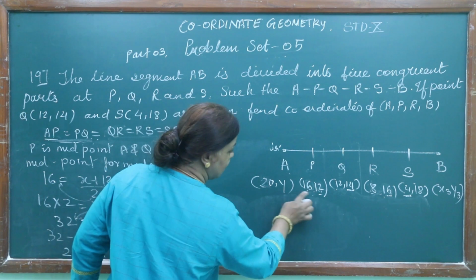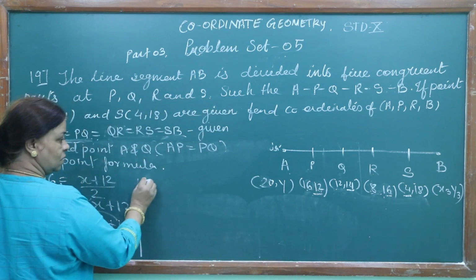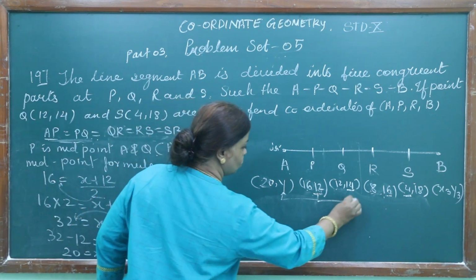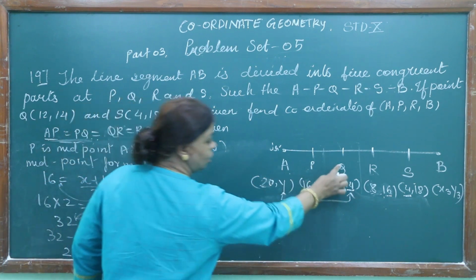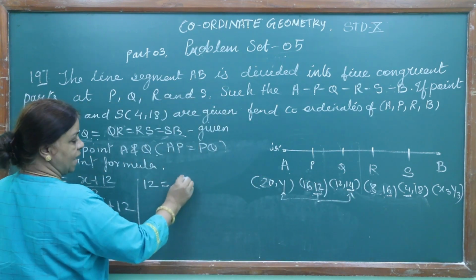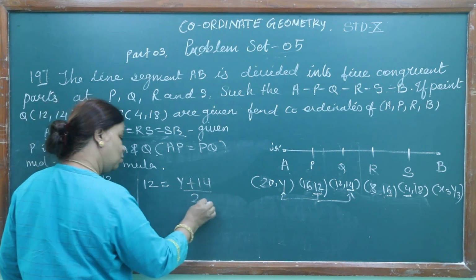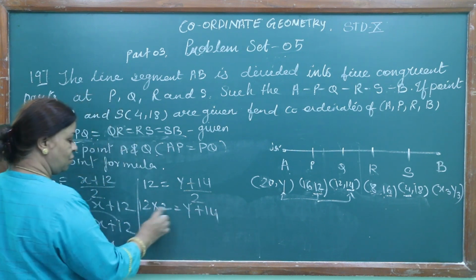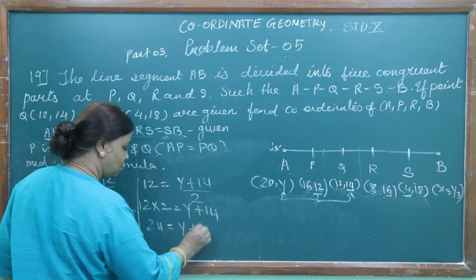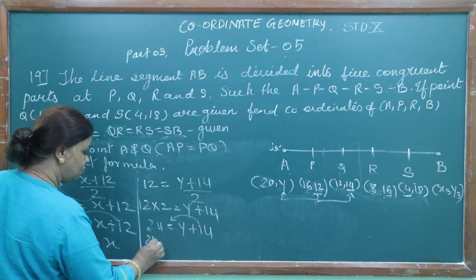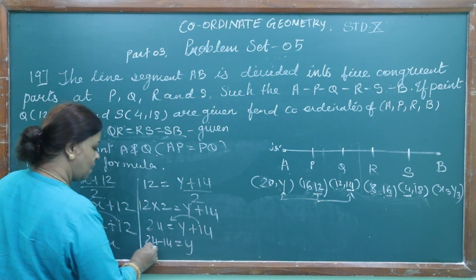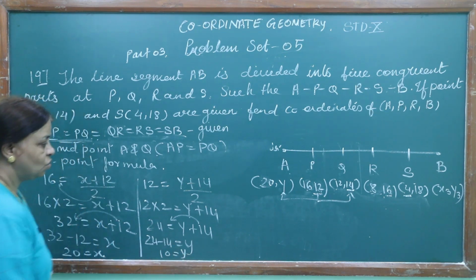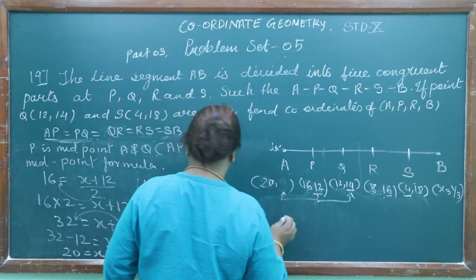Y coordinate of P is 12, which will be equal to the sum of y coordinate of A and Q. So (y + 14) upon 2. 2 will go here. 12 into 2 is equal to y + 14. 24 is equal to y + 14. 14 will come here. 24 minus 14 is equal to y. 4 minus 4 is 0, 2 minus 1 is 1. That is y. So we got y coordinate also, which is equal to 10.